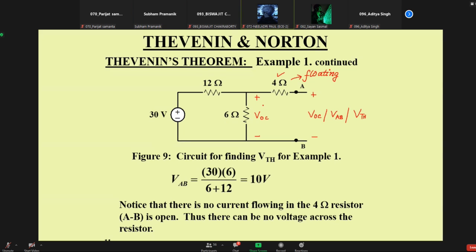Yes, sir. As there is no current, naturally this entire voltage VOC will appear across 6 ohm. So what we need to find is the voltage across 6 ohm, and that is VOC. How to do that? We see that in this loop, the voltage is 30, and the total resistance is 6 plus 12, that is 18. So that is the current, 30 by 18, multiplied by 6, and that will be the open circuit voltage, so that's 10. That's your open circuit voltage. So this is equal to 10.